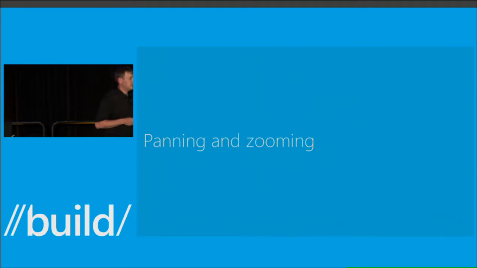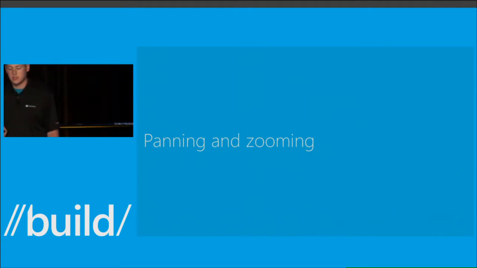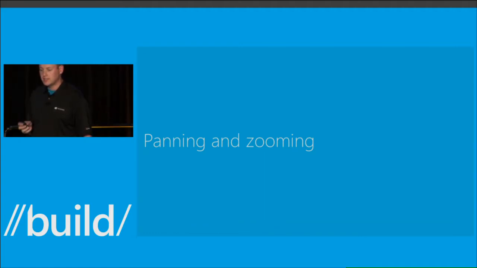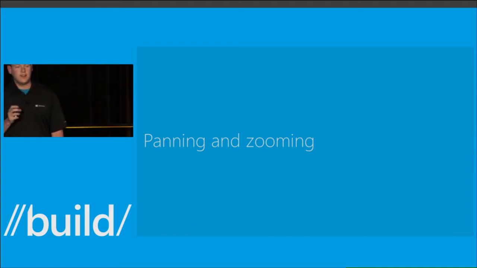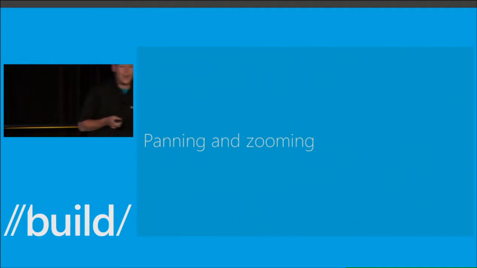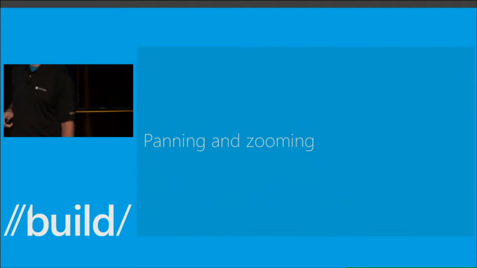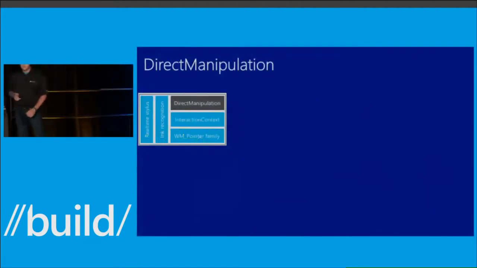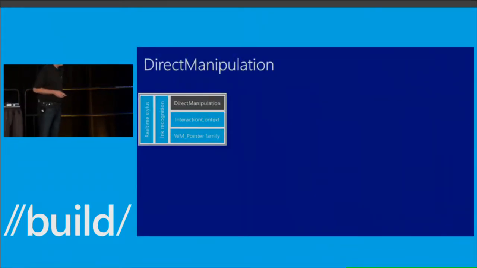One of the first things that your customer is going to do when they get to your app is try to pan and zoom. Often, in the very first few touches of your app, your customers are going to decide whether your app is good or great. So how do you make a great panning and zooming experience? The way you do that is by using direct manipulation.